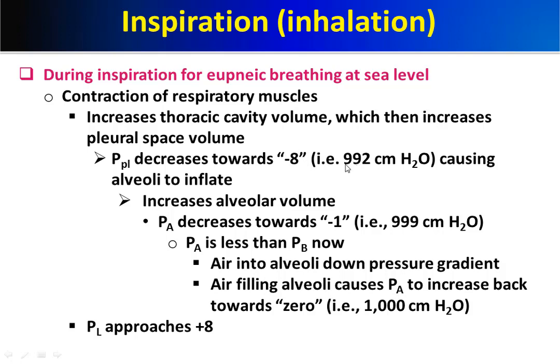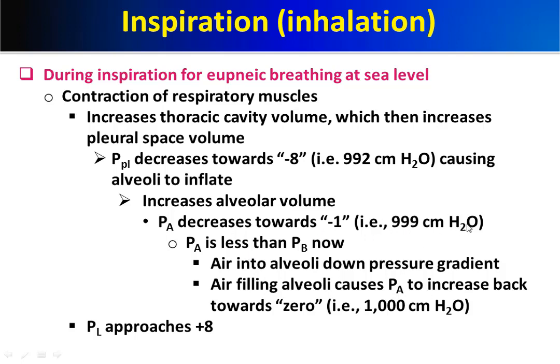So it is now 992 centimeter of water, causing the alveoli to inflate because of the increase in the transpulmonary pressure. If the alveolar inflation increases the volume, this decreases the pressure inside the alveoli. The pressure inside the alveoli becomes negative 1 millimeter of mercury or negative 1 centimeter of water, which is equivalent to 999 centimeter of water.